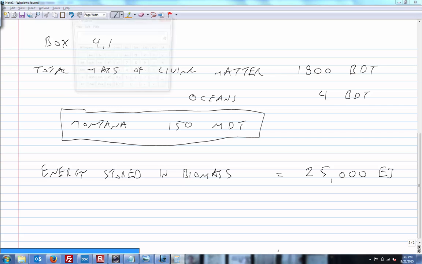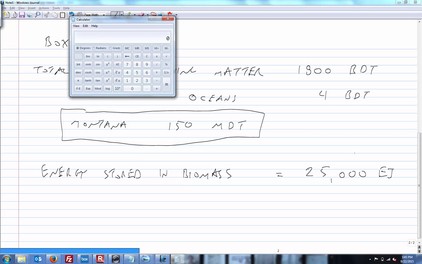And we can kind of turn that into a sustainability question. So if all of that biomass energy were to be turned into primary energy, let's see, 25,000 divided by 500. So there's a 50-year supply of biomass sitting on the planet right now.